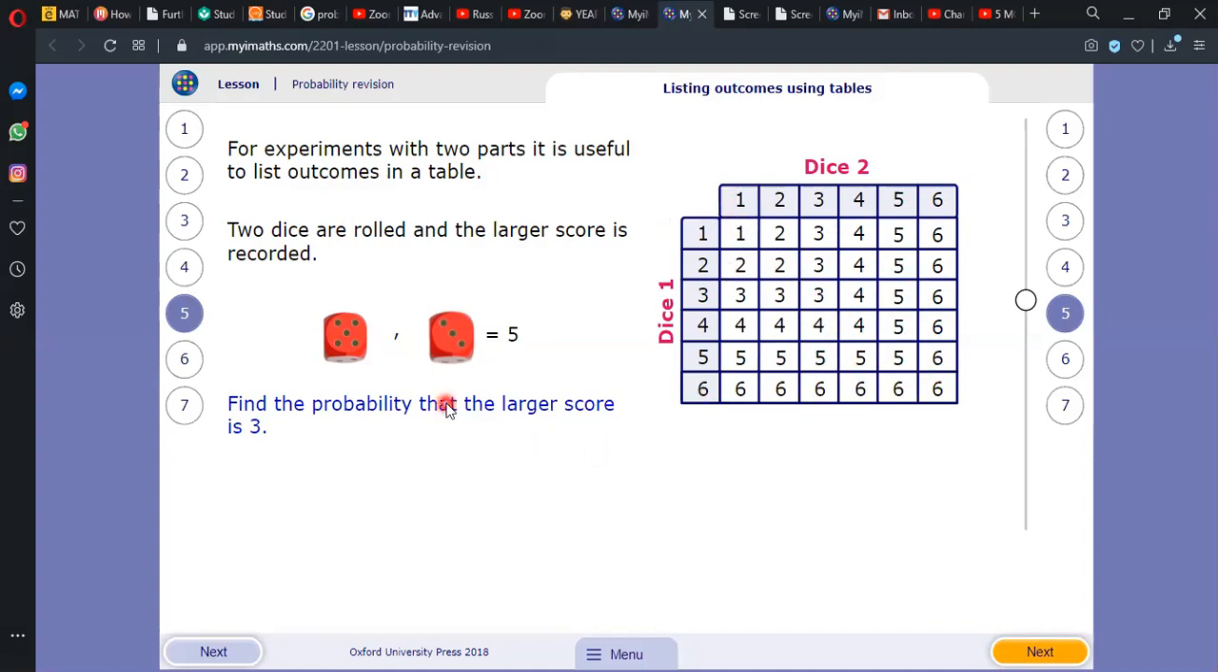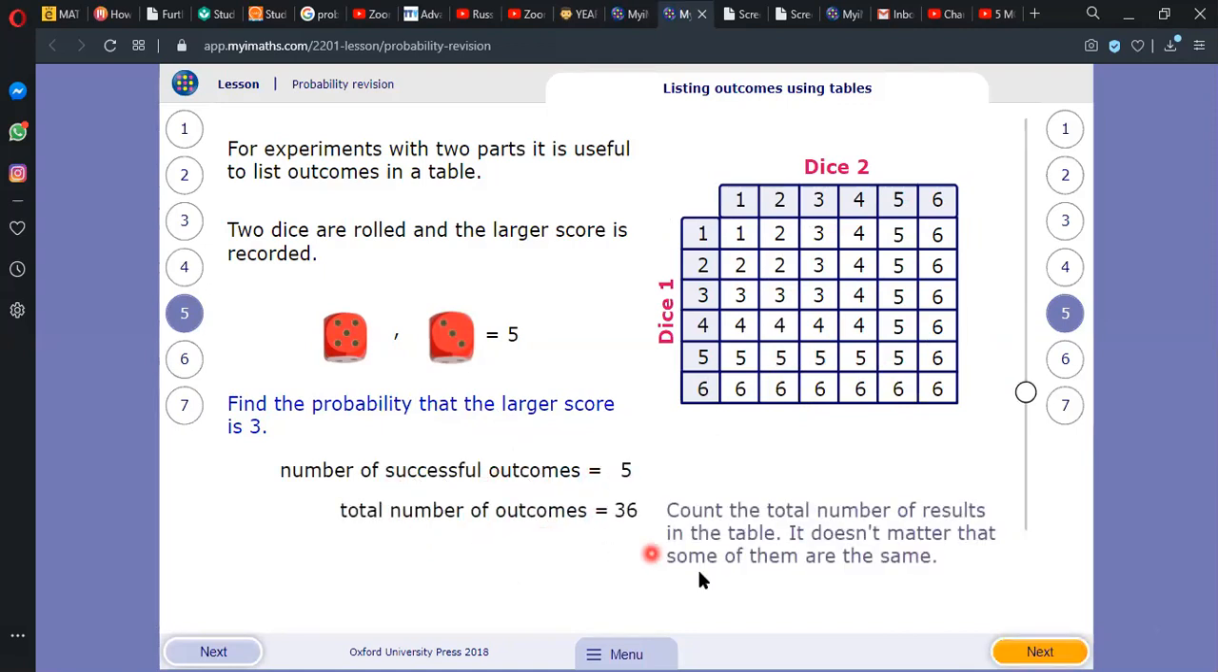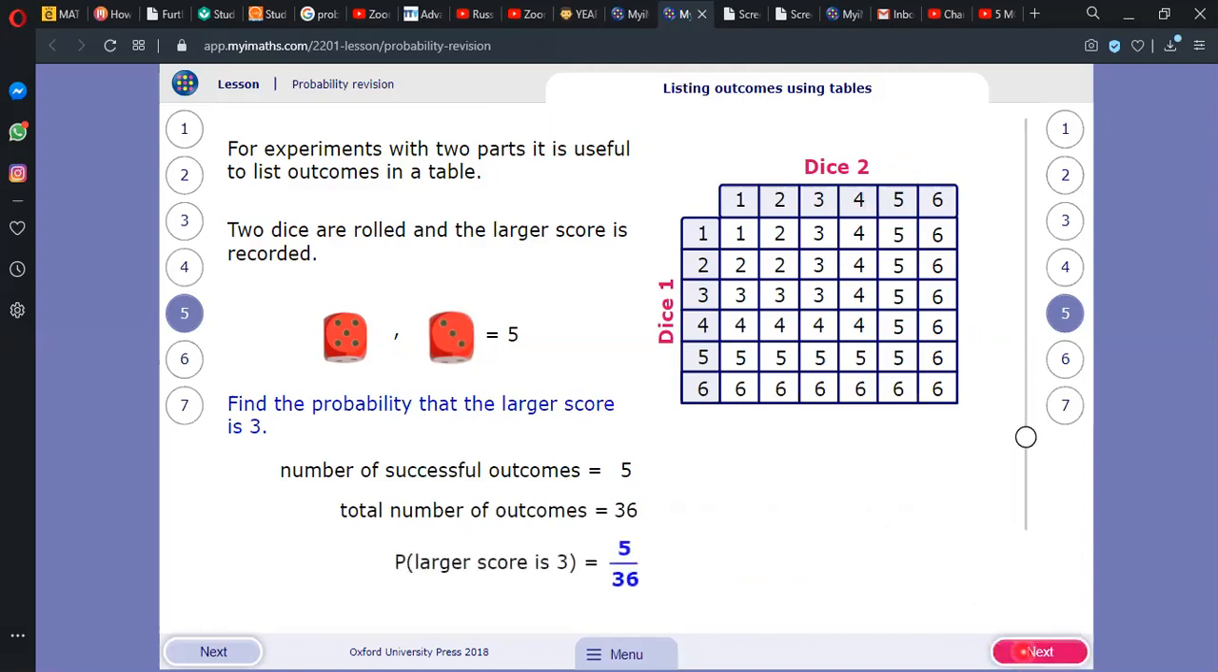So for the probability that the larger score is 3, we are always recording the larger score. So which score here is 3? This is 3, this is 3, this is 3, this is 3, this is 3. How many do I have? I have 5. So the successful outcome is 5. Probability should be 5 over 36, because the total number of outcomes when you count or you just multiply is 36. So the probability that the larger score is 3 is 5 over 36.